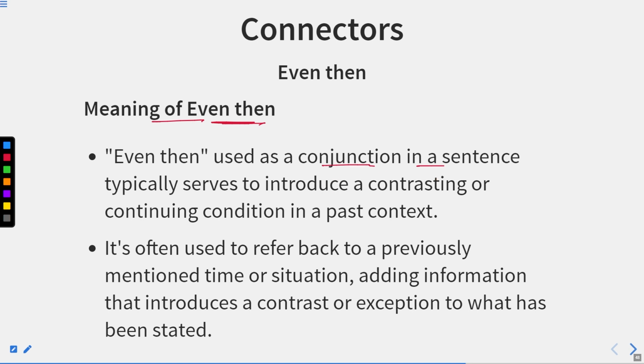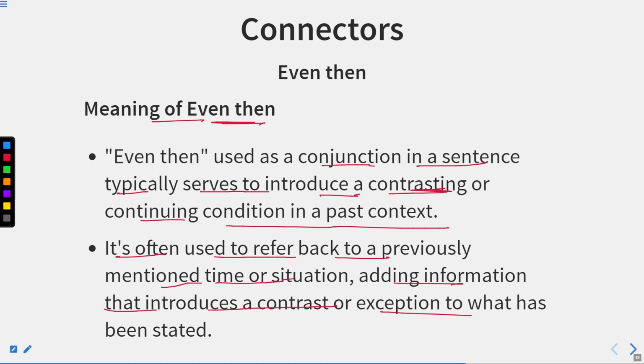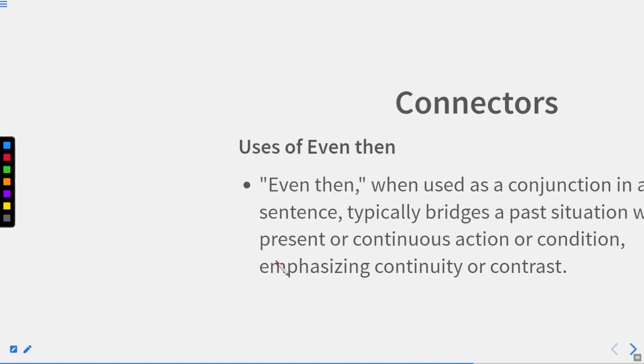"Even then," used as a conjunction in a sentence, typically serves to introduce a contrasting or continuing condition in the past context. It is often used to refer back to a previously mentioned time or situation, adding information that introduces a contrast or exception to what has been stated. It means when something has already been mentioned, "even then" refers to that particular condition that has already occurred.